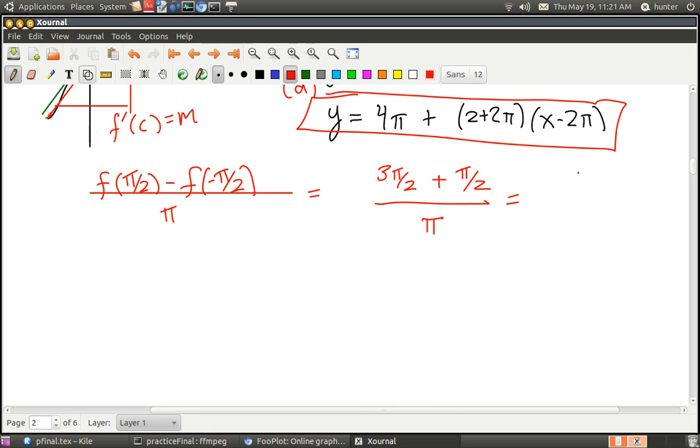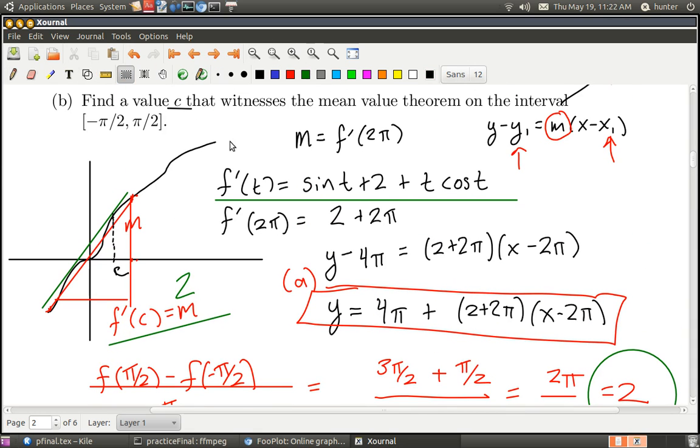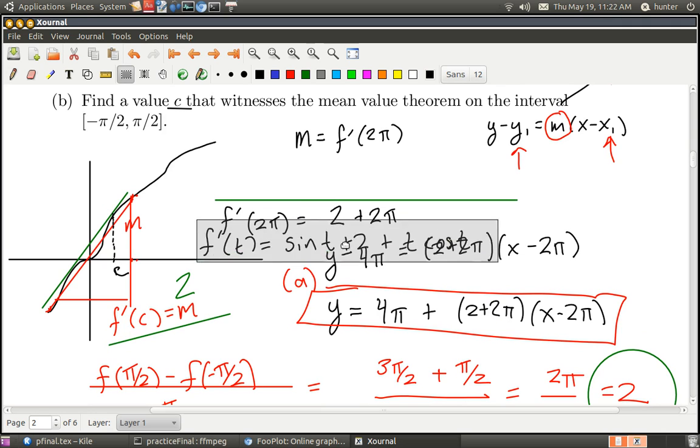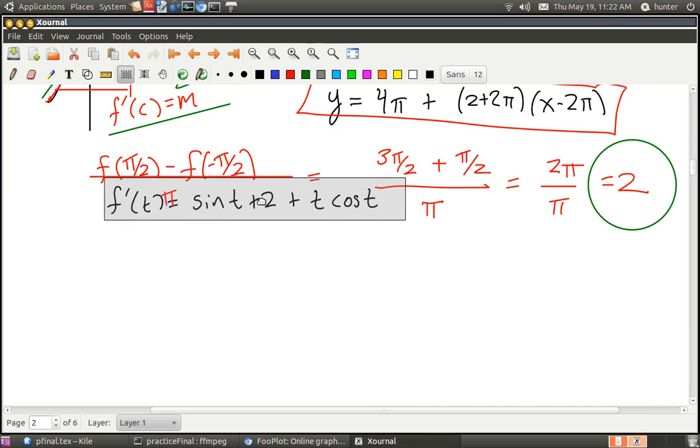Let's see what happens now. When I put these two things together, I just get 2 pi. Over pi is just 2. Holy smokes, that's such a simple, nice number. And so what should I do now? Well, I want to find this point c where f prime of c is equal to 2. And where did f prime go? Here's f prime. Maybe I can even steal it. Let's see if I can copy this and move it down here.